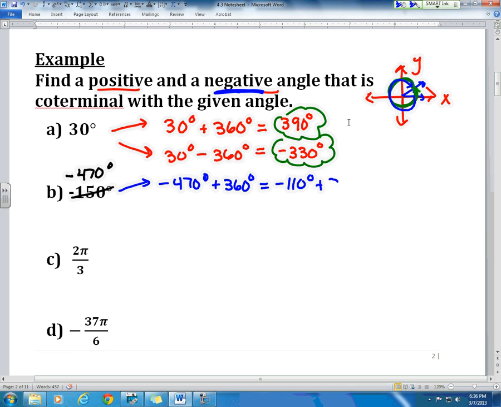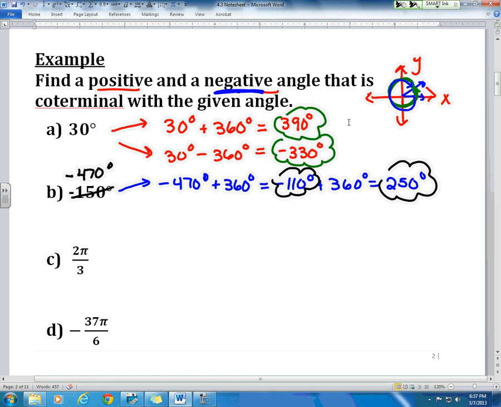But if I add another 360, so I'm going to continue on adding 360s, multiples of 360, until I get to a positive angle, I would get 250 degrees. So an angle of 250 degrees shares the exact same initial and terminal sides as an angle that would measure negative 470 degrees. I could take negative 110 as the negative angle here as well.